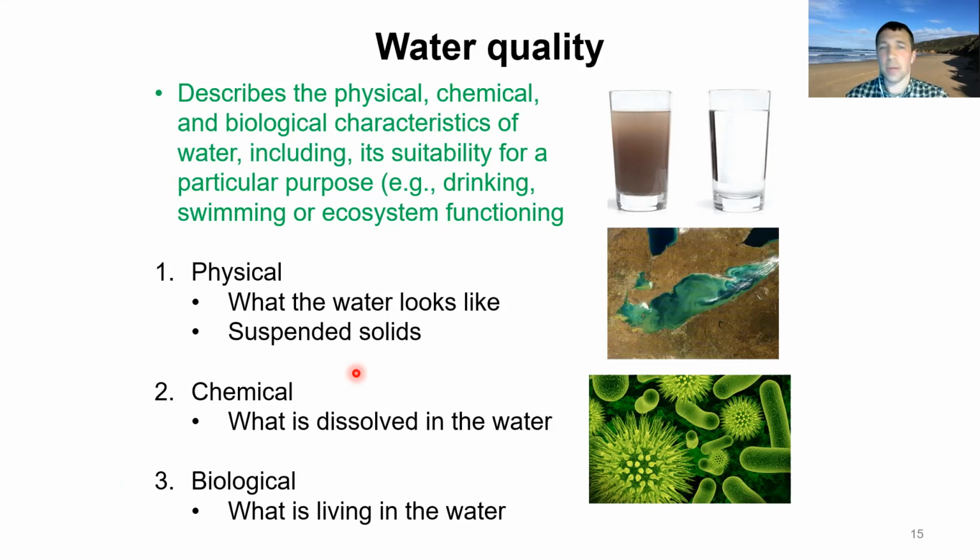And lastly, the biological aspect consists of what's living in the water. In natural water bodies, this could be things like the blue-green algae that we discussed a slide or two ago. It can be other microscopic bacteria like E. coli, in which case that can make you ill if you drink that water. So all three of these aspects are really important for determining the quality of the water that we drink and the water that we come into contact with in nature.